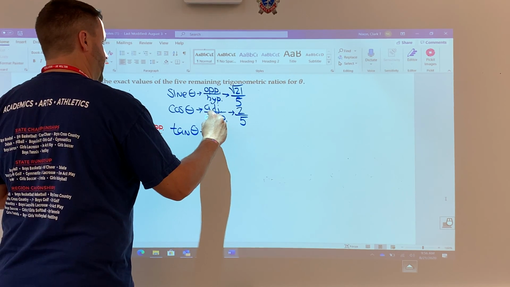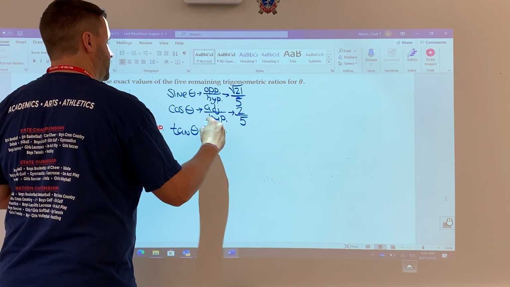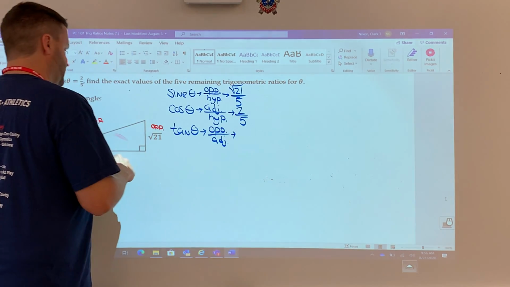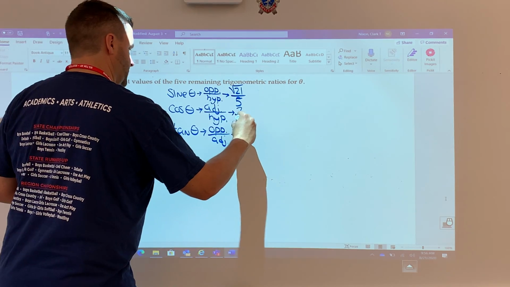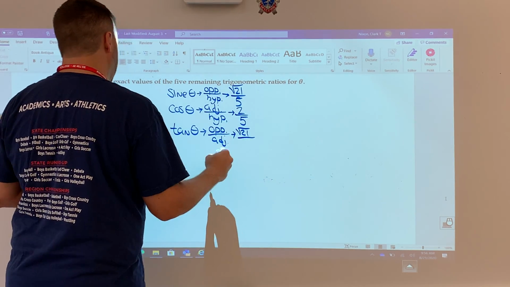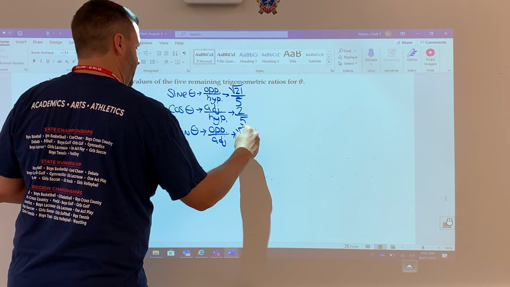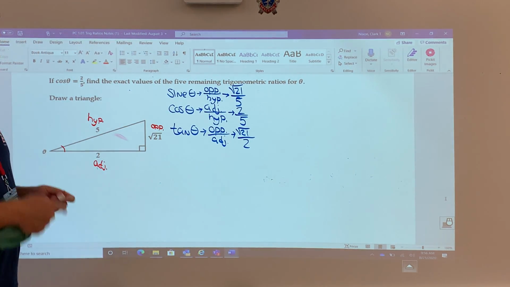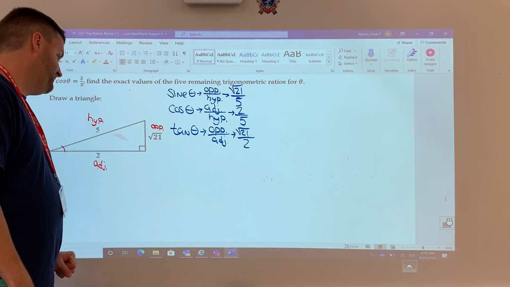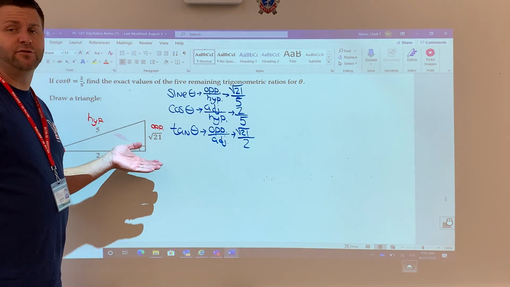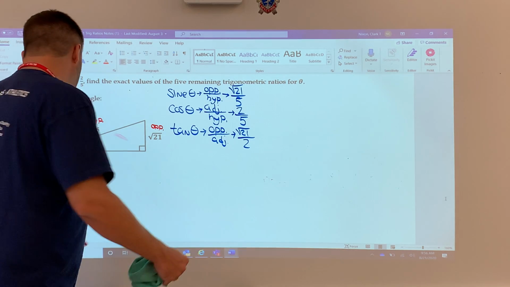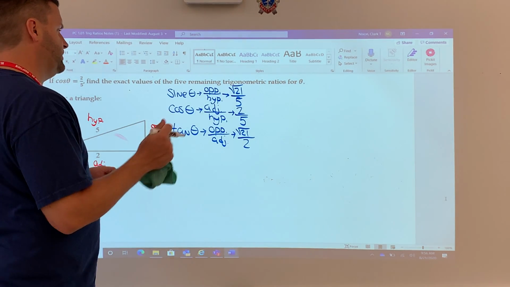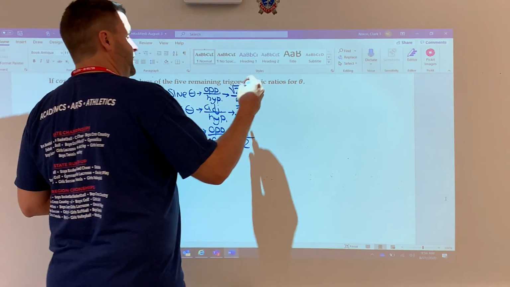Tangent of theta we know is opposite over adjacent. So my opposite side, square root of 21, adjacent side, 2. All right, so that's our original 3. So now we need to add on though cosecant, secant, and cotangent.